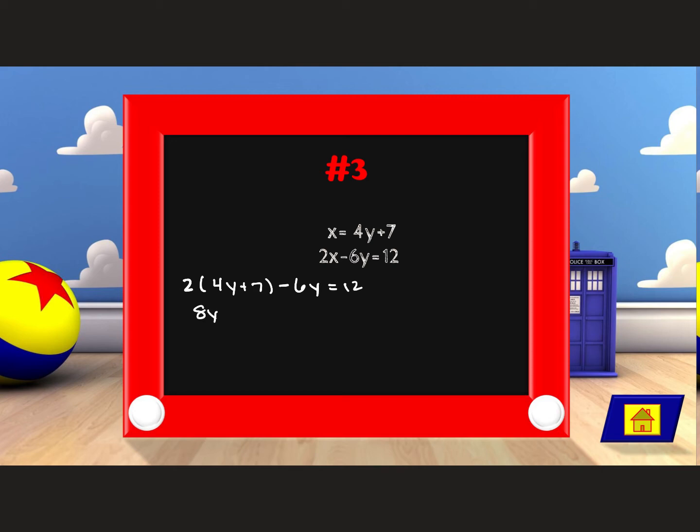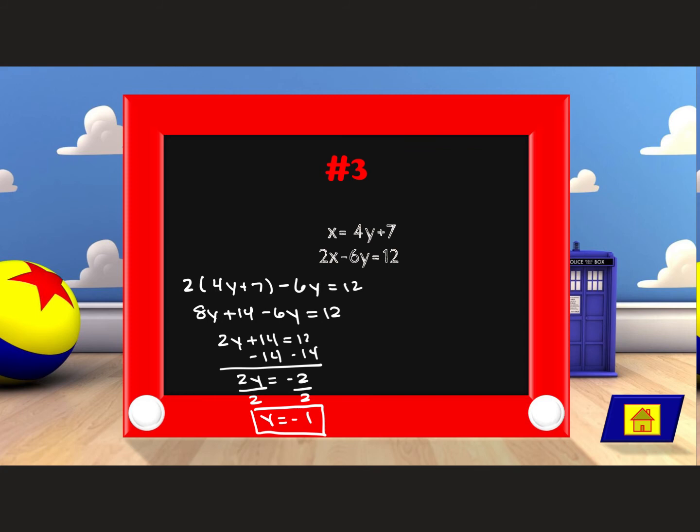We get 8y plus 14 minus 6y is equal to 12. 8y minus 6y is 2y, plus 14 is equal to 12. Minus 14 on both sides, and we get 2y is equal to negative 2. Divide both sides by 2, and we get y is equal to negative 1.